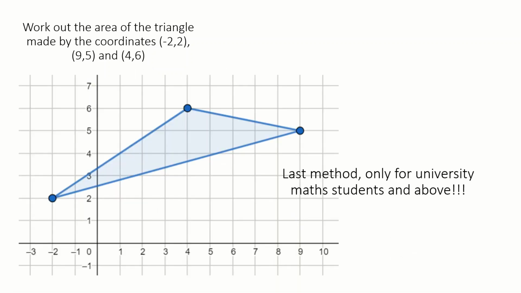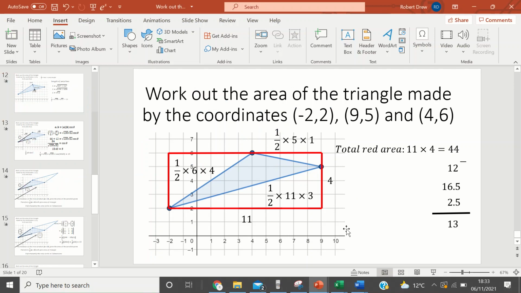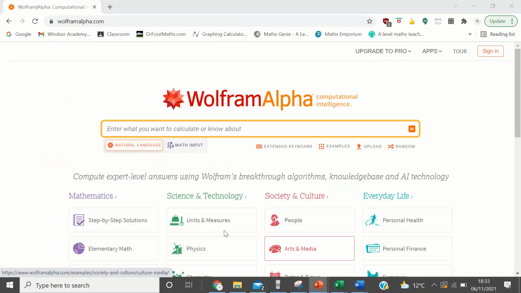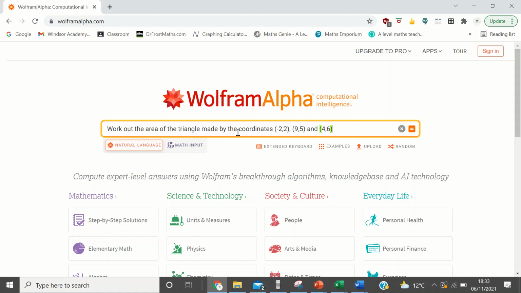One more method, and I should warn you before we get into this method that this is only for university math students and above. I think you'll be very lost with this method if you haven't completed a significant amount of post-secondary or high school maths education. But this last method is when you highlight the question and press Control-C. Then you go into whatever web browser you prefer using, find Wolfram Alpha, and then press Control-V.